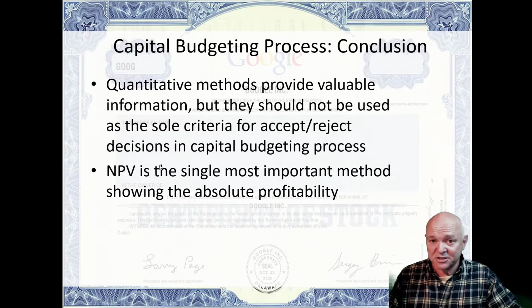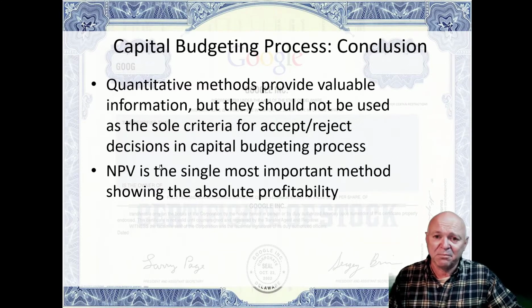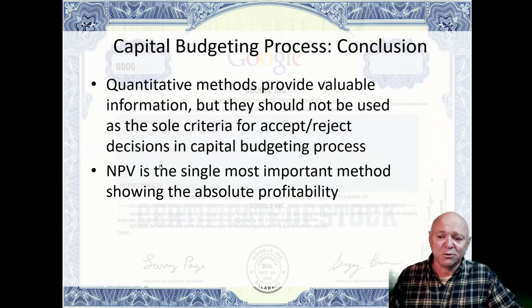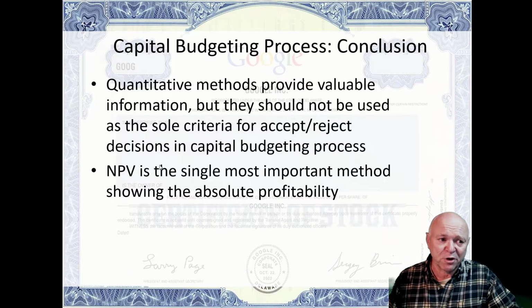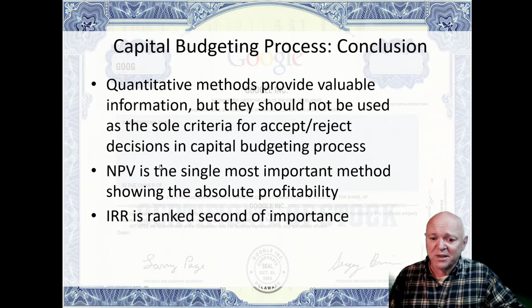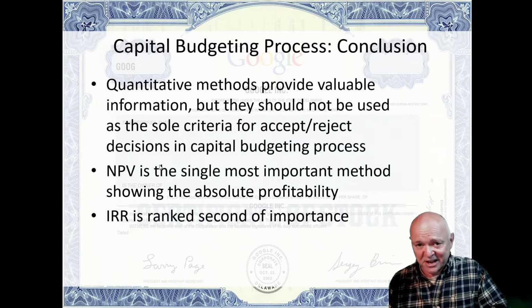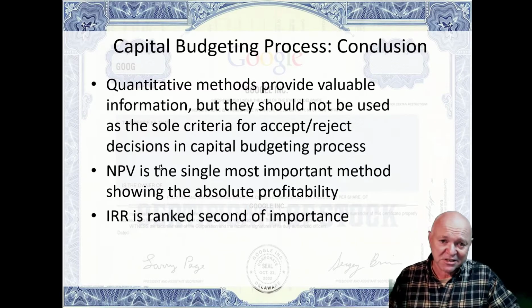NPV is considered by all academics and by all textbooks as being the best method, and we tell people that it's the single most important method for showing absolute profitability. However, we know that in practice many companies, especially for engineering projects, tend to use internal rate of return. Academics would say it's the second best, but in some businesses it's actually the one that's used most commonly.